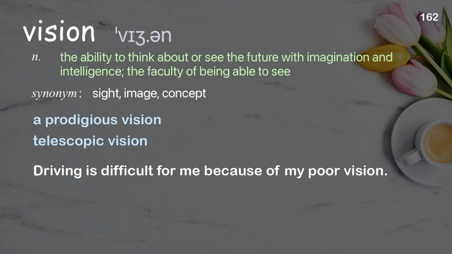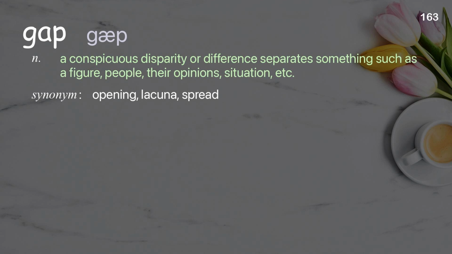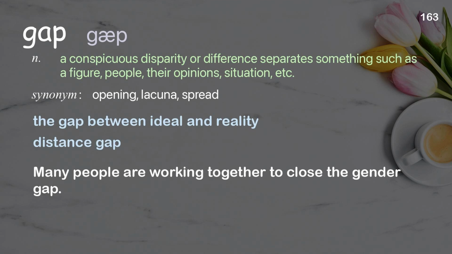Gap. A conspicuous disparity or difference that separates something such as a figure, people, their opinions, situation, etc. Examples: the gap between ideal and reality, distance gap. Many people are working together to close the gender gap.